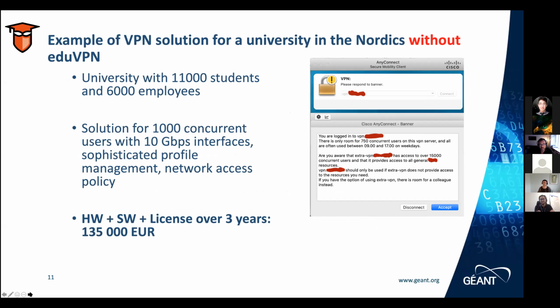You're welcome. And to understand what is at stake with this open source solution supported by the NRENs, you have to take into consideration how much it costs for an institution to have a VPN solution in place. This is an example from my university in Denmark, the Technical University of Denmark. So we are like 11,000 students and 6,000 employees. And before the COVID-19 crisis and before we were all sent home, what we had was a solution from Cisco for 1,000 concurrent users. And the cost in hardware and software over 3 years was 135,000 euros.